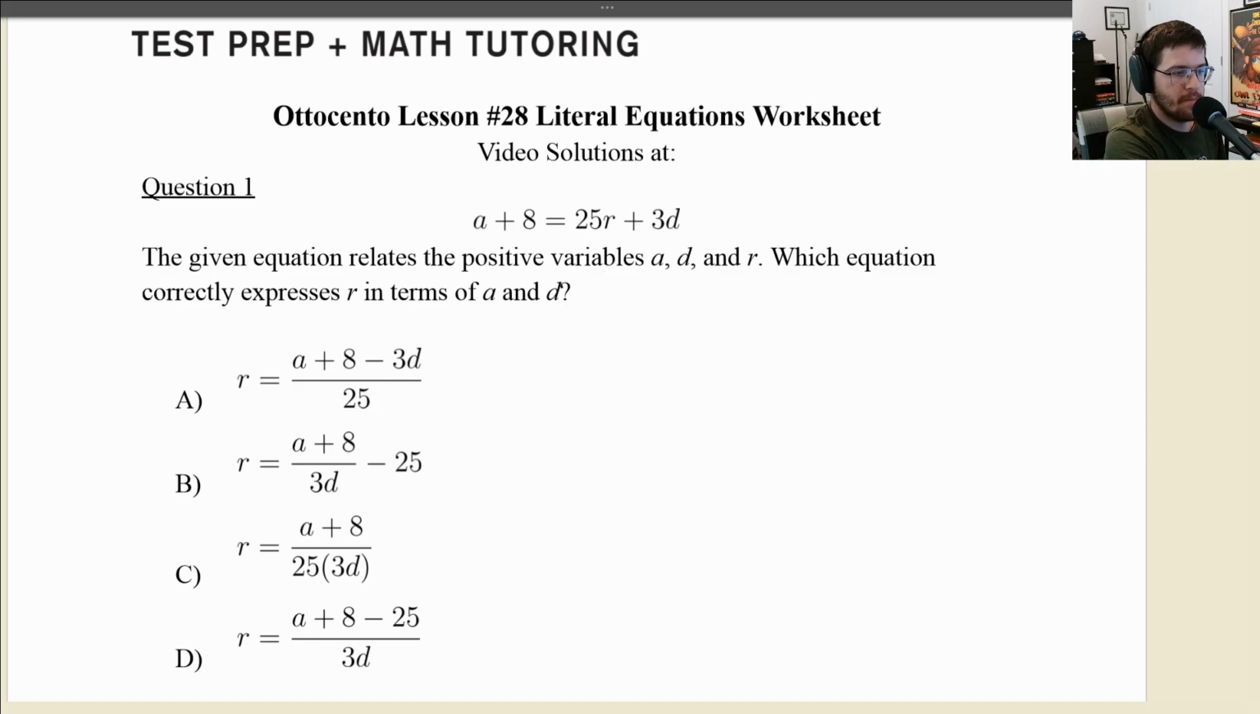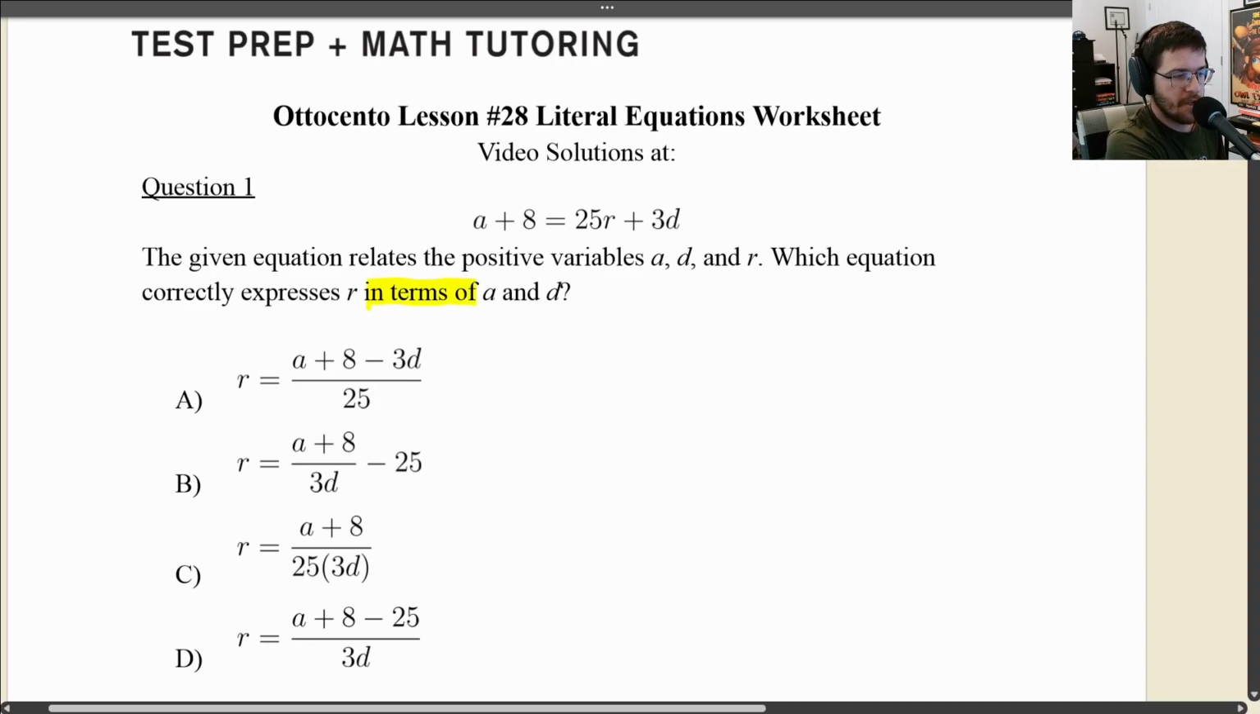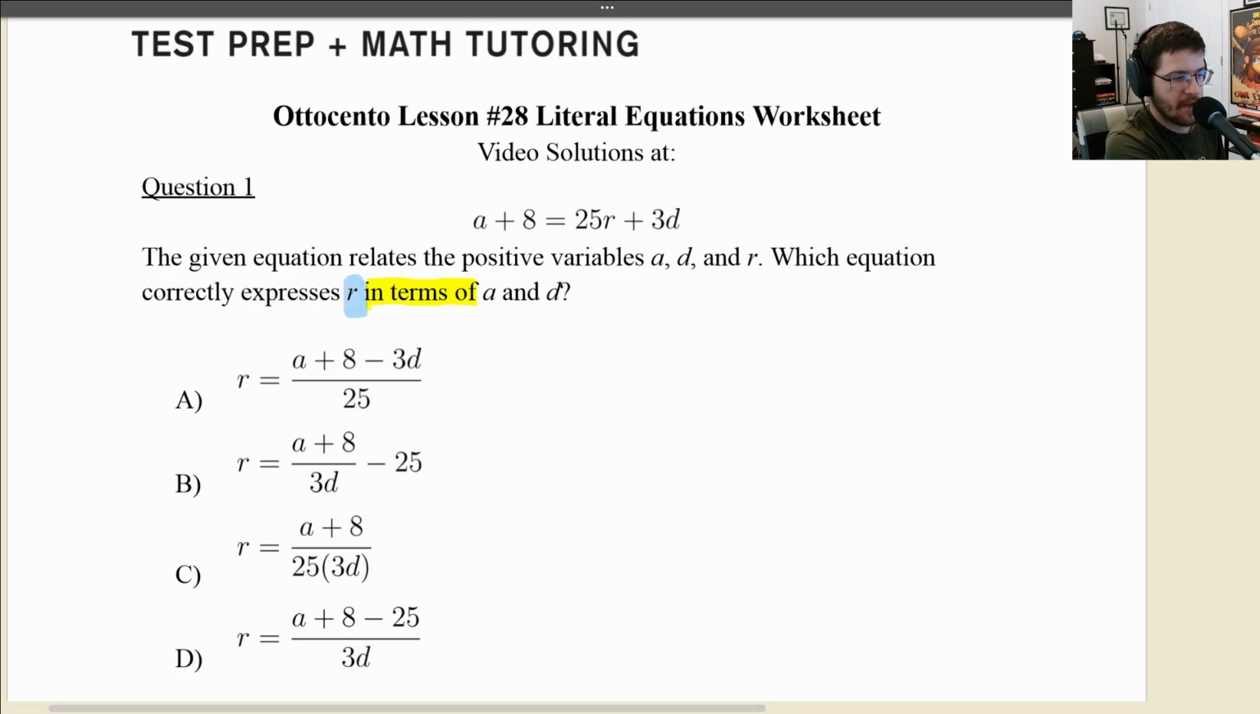Okay, question 1. So I see this really key phrase here, in terms of, and the thing that comes right before that is r. That's what I want to get by itself. R shows up right here in the equation. So we're going to think, what are we going to do to get him by himself? Well, I've got this 25 and this 3d.